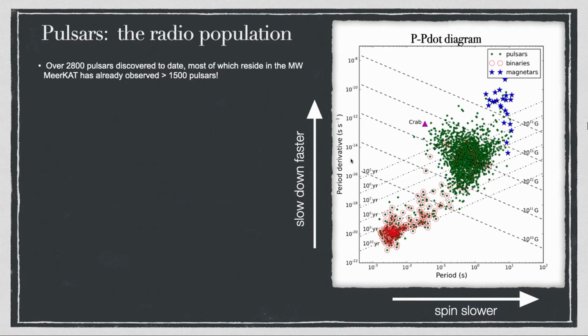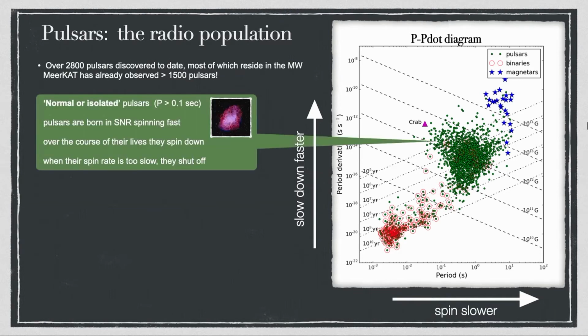All in all, up to now, there are about 2,800 pulsars discovered. Most of them live in the Milky Way. And MeerKAT has already observed over 1,500 of those, so basically everything that it can observe at its southerly location.